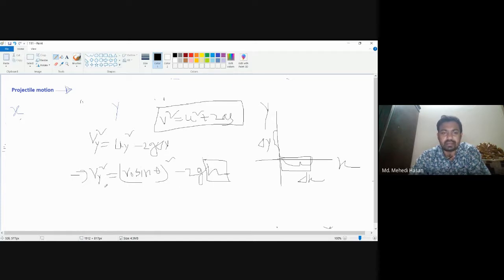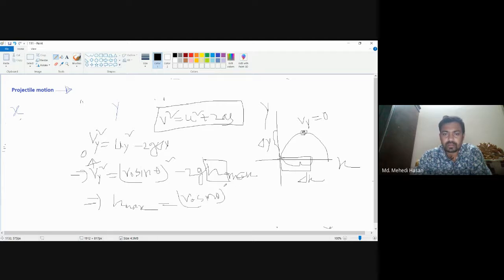Using this equation, we know that at the maximum point vy is 0. When you throw a projectile, at the maximum point vy is equal to 0. So if vy is 0, then h becomes s max, and you can say the maximum height is equal to v naught sin theta square divided by 2g.